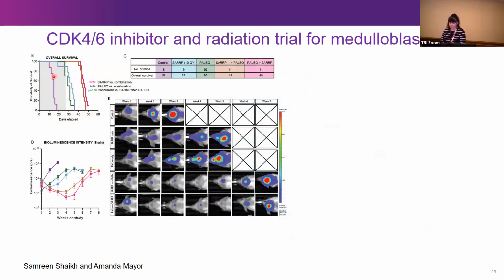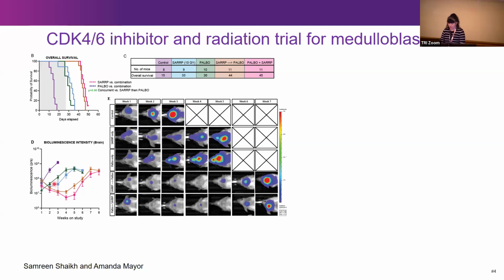So these are just the control group. The mice succumb to tumors in only 20 days. But if using palbociclib or radiation, you do extend the survival. And that's happening even further with the combination treatment. So you even more than doubled the survival of these mice.